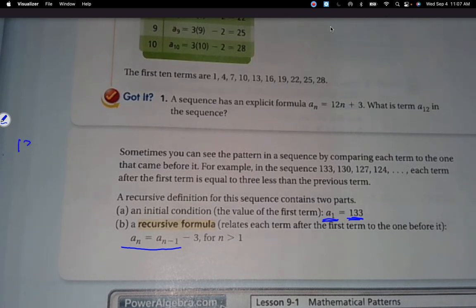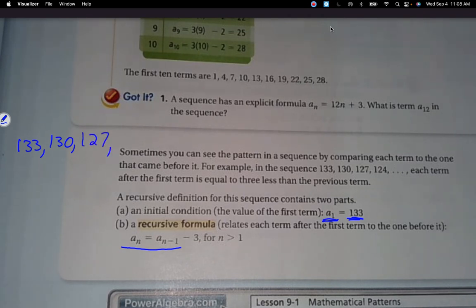So I start with 133. To find my next term, I take that term and subtract 3. What's my next one? 130. To find the next term, I take my previous term and subtract 3. That would be 127. What did you say, Chloe?